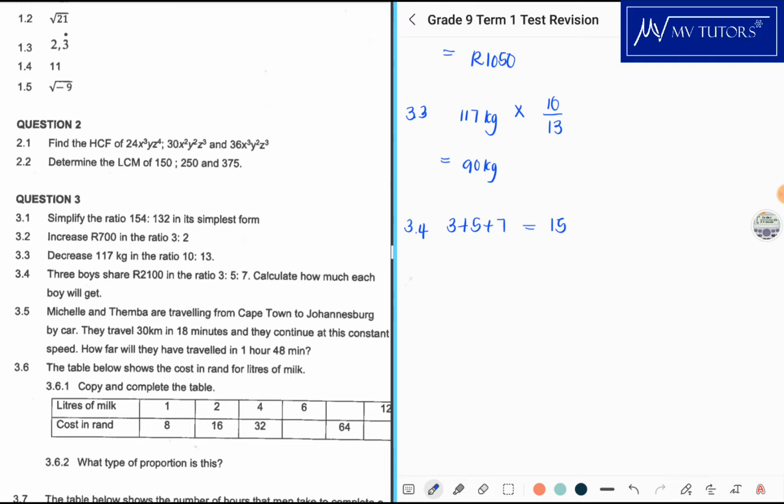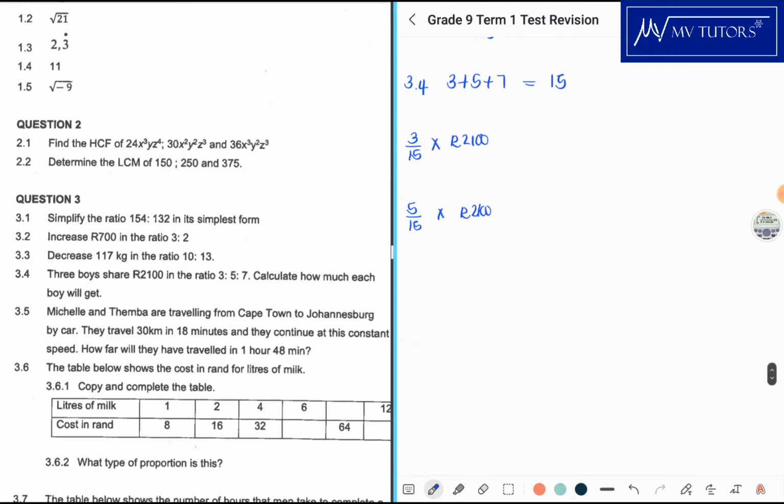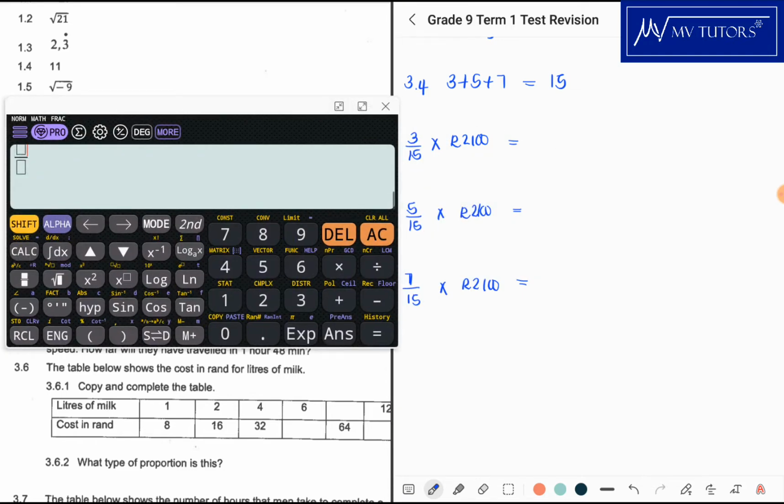Okay, so what we're going to do, we're going to say 3 over 15 multiplied by 2,100 rands. Then we have 5 over 15 multiplied by 2,100 rands. And then lastly, we have 7 over 15 multiplied by 2,100 rands. And what do we get? Okay, so we have 3 over 15, multiplied by 2,100. And we get 420.